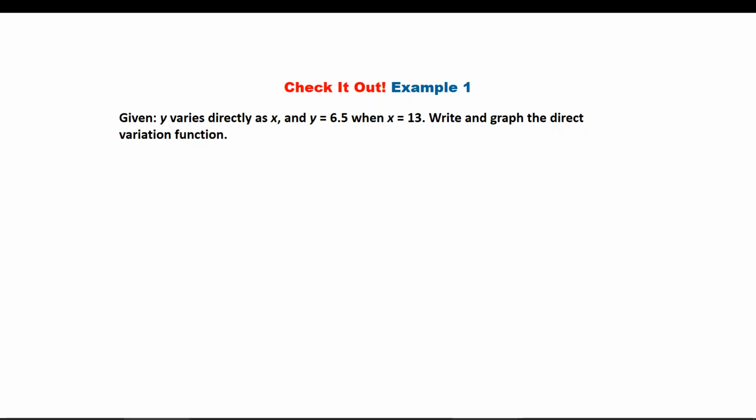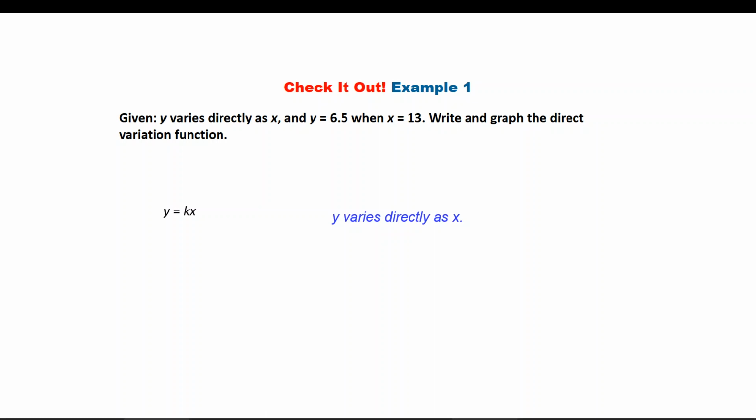Try one on your own real fast. Turn your video off and give it a try. All right, that one shouldn't have been too hard for you. The first thing it says is y varies directly as x. So that tells us that we're going to write the variation function, and the way it would be written out is y equals kx.